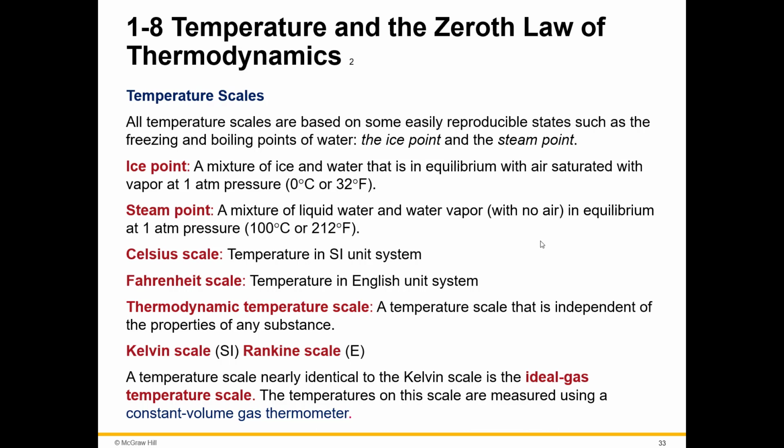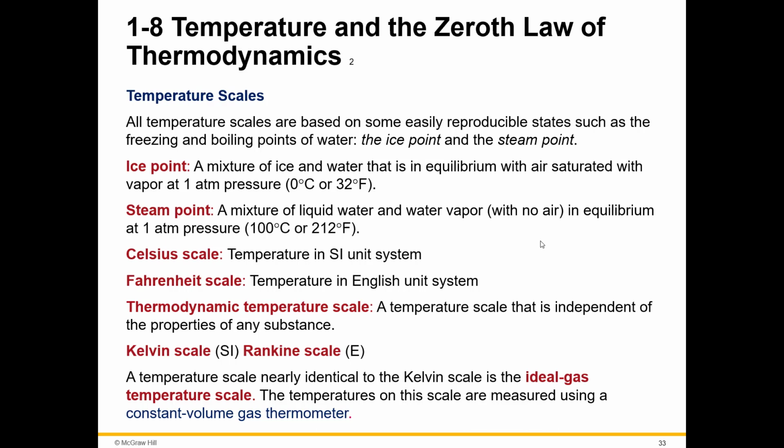You'll know that if you put a pot of boiling water on the stove, you can get it to the steam point because it will start to steam. The Celsius scale, we talk about that as the SI unit, and the Fahrenheit scale is an EE unit. The thermodynamic temperature scale is just independent of the properties of any substance. What we're going to use is Kelvin, which is SI, and then Rankine, which is E.